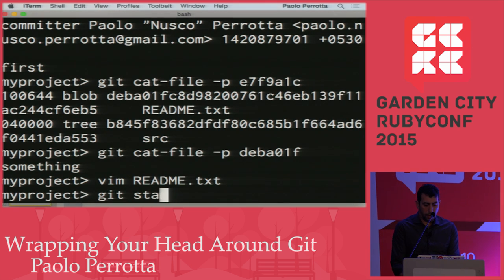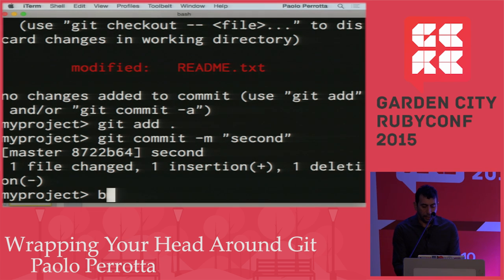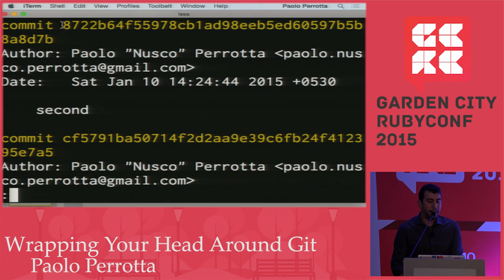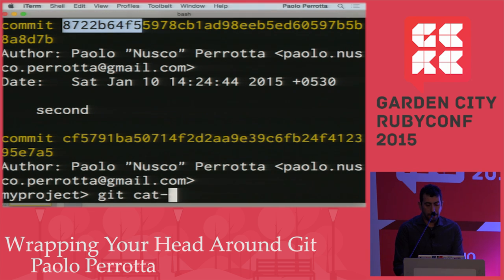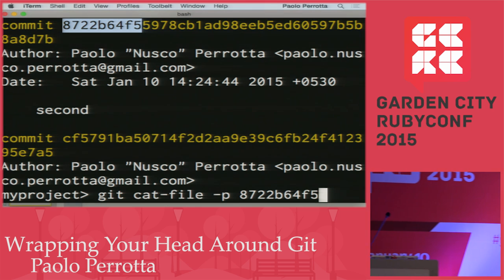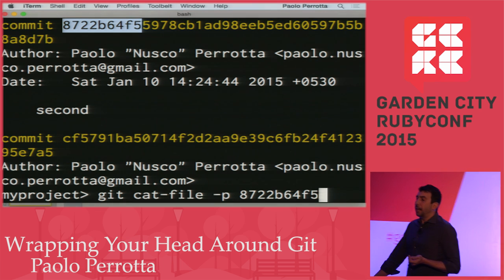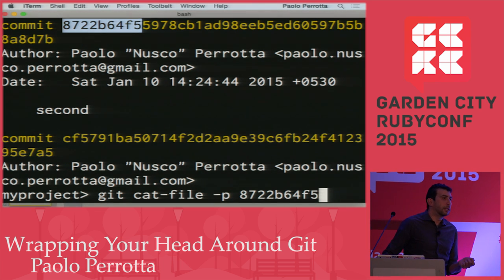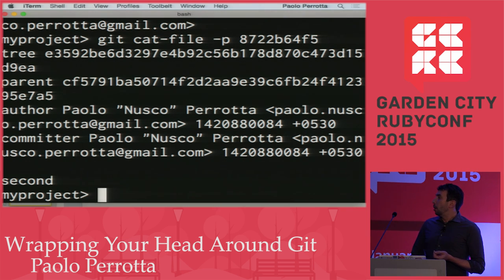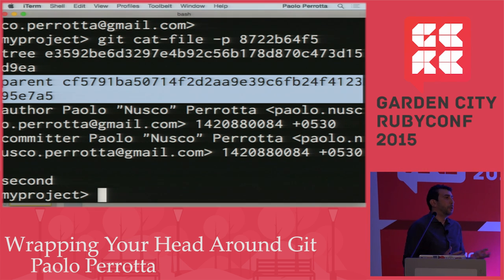There. So now we have a new file to add, and we can commit, and we commit with the message second. And if we say git log, we get a hash for this commit. And if we say git cat-file -p and the hash, what's going to be different in this commit compared to the previous commit, conceptually different? In this case, the commit is not the first commit anymore. It's not a root commit, let's say. So you have something more. You have a parent, which is the first commit, of course.